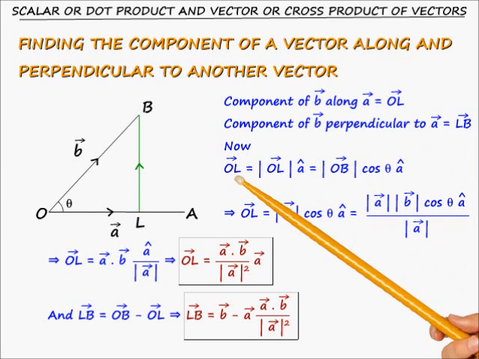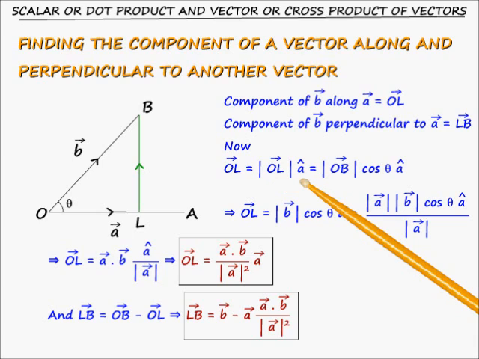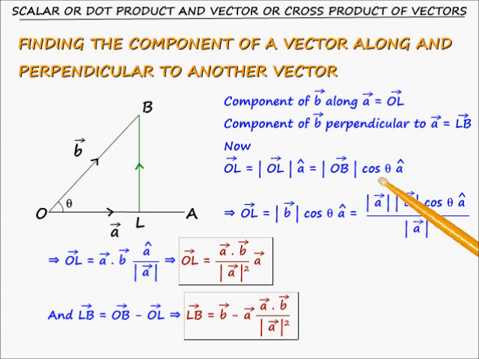Now vector OL equals mod OL into A cap, where A cap is a unit vector along vector A, which equals mod OB cos theta into A cap, which equals mod B cos theta into A cap, which equals mod A into mod B cos theta A cap divided by mod A, which equals A dot B into A cap divided by mod A, or OL equals A dot B divided by mod A whole square into A. This is the component of B along A, and vector LB equals OB minus OL, which equals B minus A into A dot B divided by mod A whole square. This is the component of B perpendicular to A.